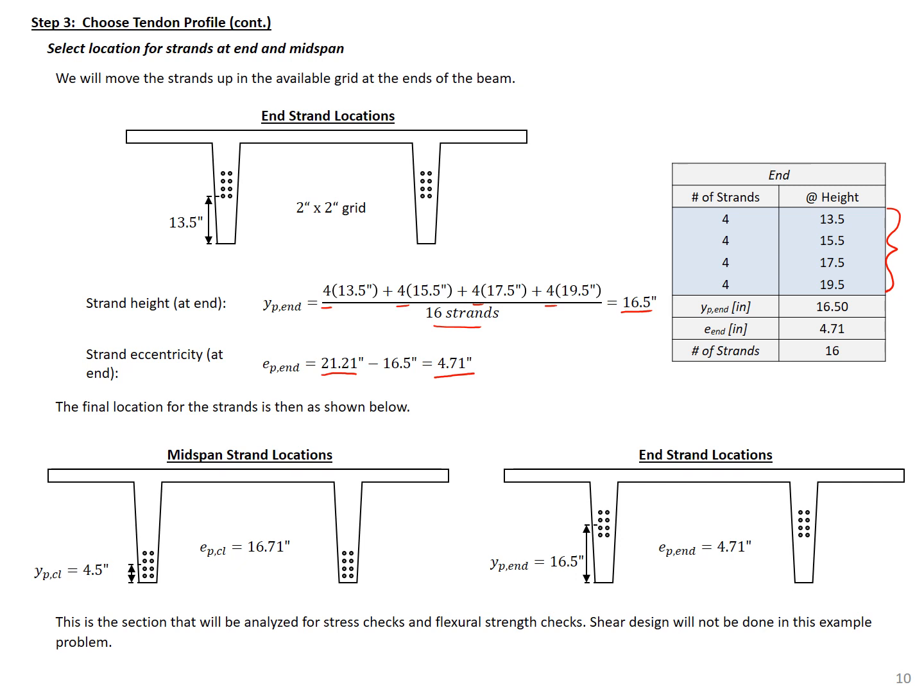We have 16 half-inch diameter strands with a strand location at midspan shown here and a strand location at our end section shown here on the right. So this is going to be the section that we analyze moving forward to do our stress checks, our flexural strength checks, and our deflection checks.